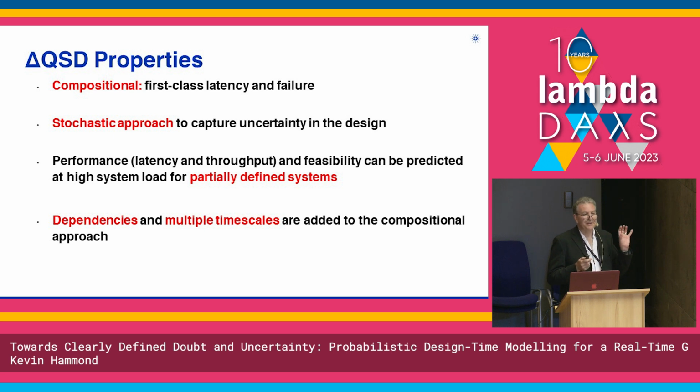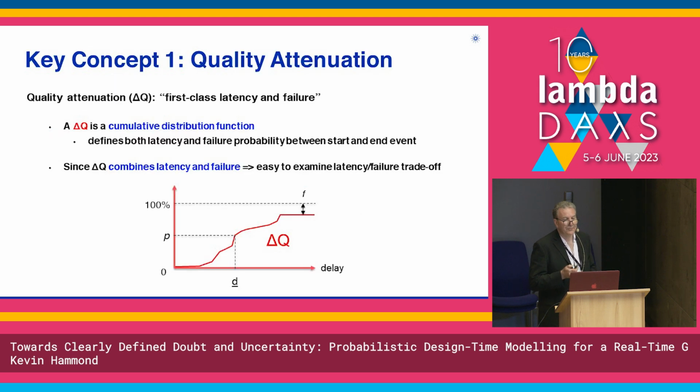We also add dependencies and multiple timescales to the compositional approach. I'm not going to talk about those in the talk that I'm giving today, but these are a fundamental part of the approach. So, two key concepts. First concept, quality attenuation. Quality attenuation, delta Q, hence the name of the methodology, is first-class latency and failure.